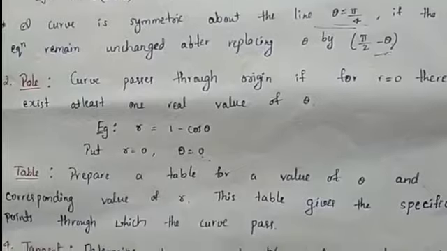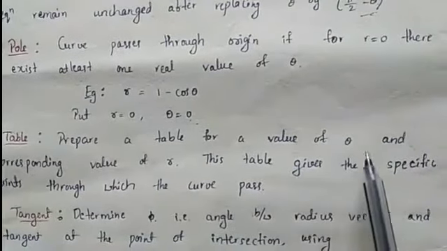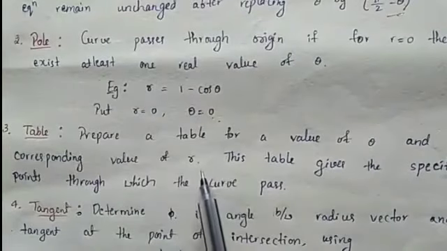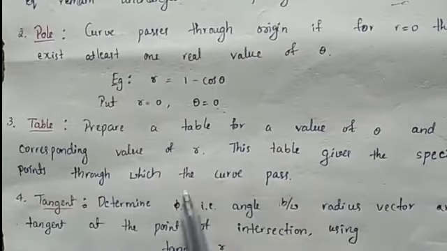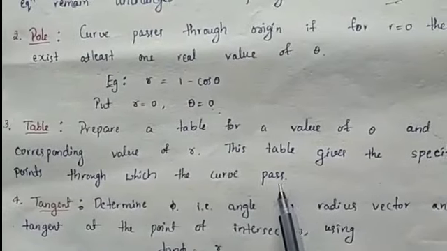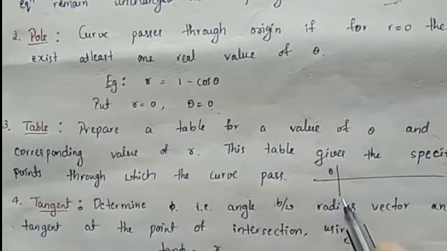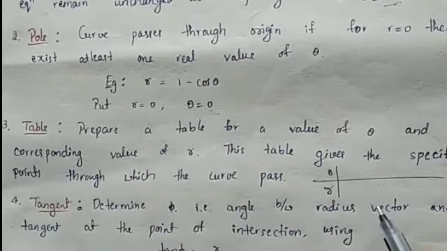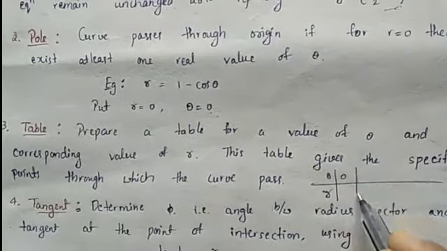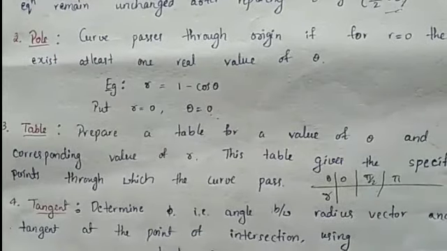Okay, the next point is the table. Prepare a table for a value of theta and corresponding value of r. This table gives the specific points through which the curve passes. For the different values of theta, you get different values of r. For tracing of the curve, you put theta value 0, pi by 2, pi, whatever value you put, you get the corresponding value of r.